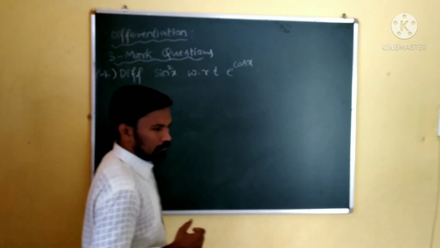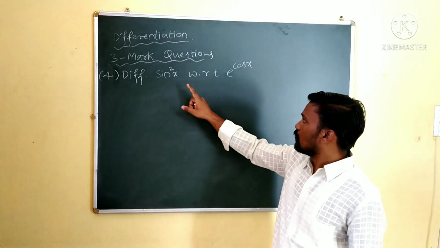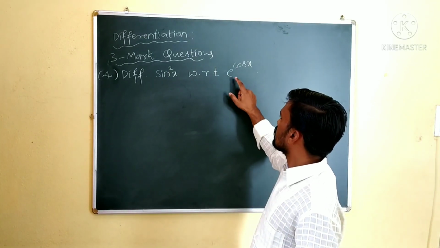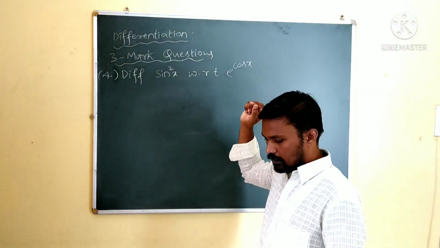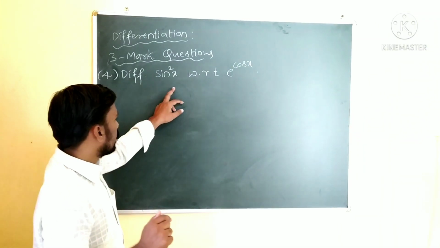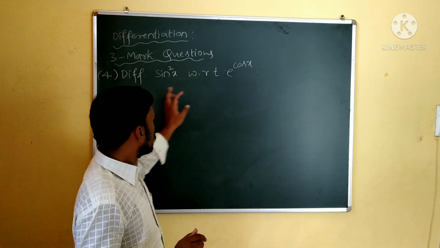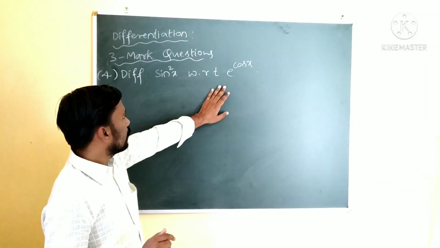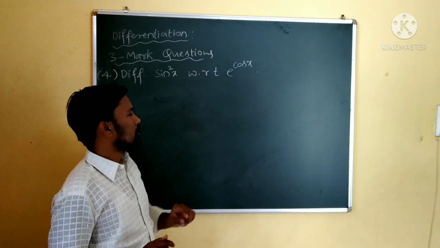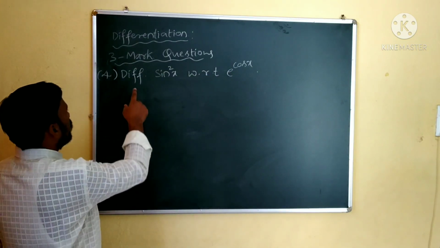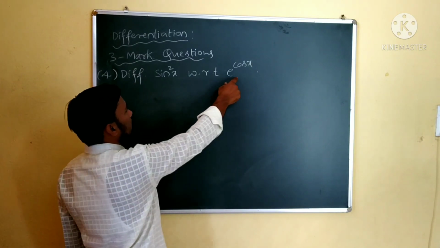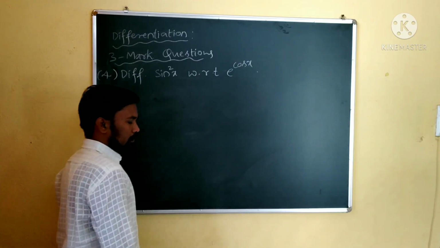This is somewhat different type of question. Again the two functions are given. Sin square x is one function, a trigonometric function, and another one is e to the power of cos x, an exponential function. Whenever two functions are given, and these two are not parametric equations, these are functions, sin square x and e to the power of cos x. And here it is asked to find the derivative of sin square x with respect to the second function, that is e to the power of cos x.